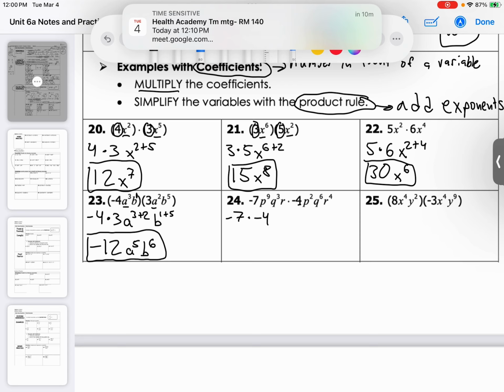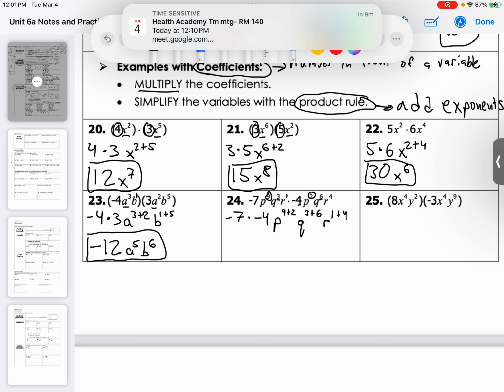Then we do each variable one at a time. We'd start with the p's. I have p to the 9th and then p squared. So I would do 9 plus 2. Then for the q's, I have q to the 3rd and then q to the 6th. So I would do q to the power of 3 plus 6. And finally for the r's, this first one would have r to the power of 1. The second one has r to the power of 4. So 1 plus 4 is how I'll get my exponent for r.